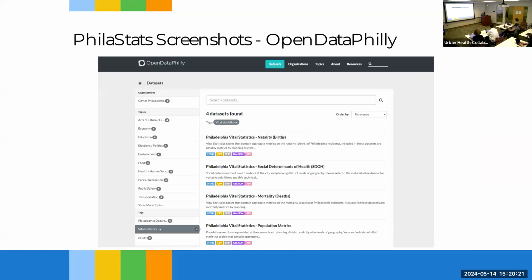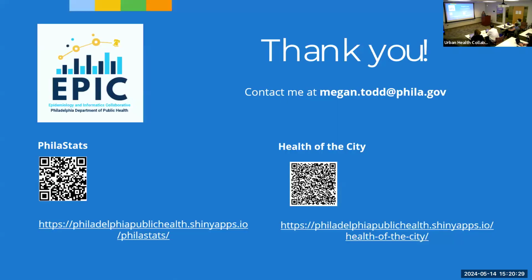And then this looks familiar from what we just saw, but this is what our page in Open Data Philly looks like, where you can access all the data that we used. And I'm gonna stop there. We have a QR code for full stats that I can also point you to the URL if you're interested.